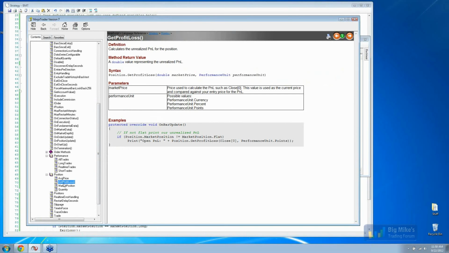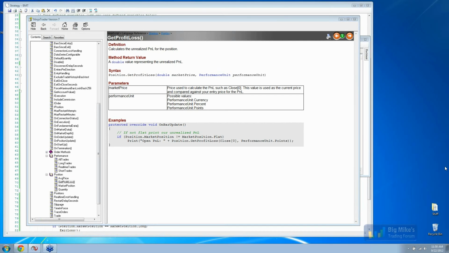Okay, so Bob, what you want to use is this GetProfitLoss. When you go position.GetProfitLoss, that gives you your unrealized P&L, so that gives you your open trades P&L. That's one thing you want to go ahead and use on your end if you want to keep track of what your current open positions are doing. So that's one way you can keep track of that.